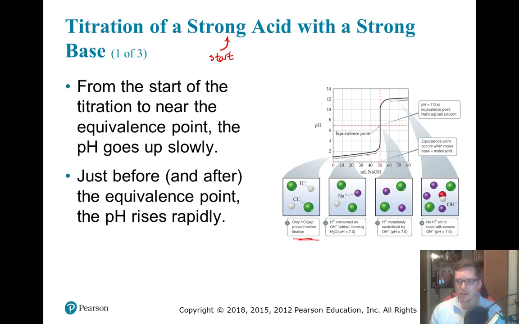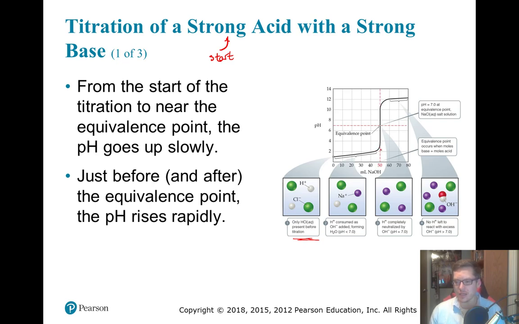As we go from here to here, we start adding our hydroxide, and it starts to neutralize that acid. As the acid gets neutralized and turned into water, the concentration of hydronium goes down, but it goes down very slowly. We've added 40 milliliters. We don't know exactly what the concentrations were, but we might assume they're about even. We've added 40 milliliters of our base, and our pH has only gone up about 10 times less acidic in 40 milliliters of titrant added.